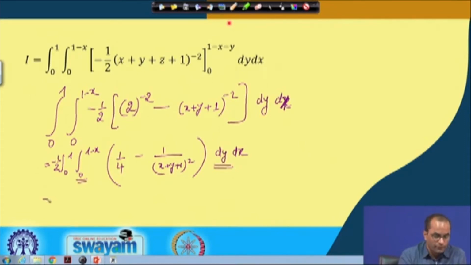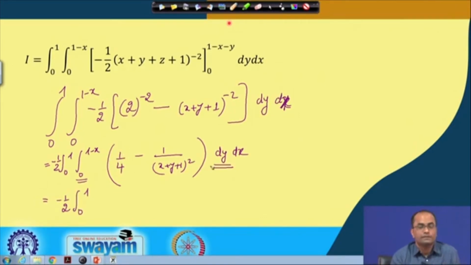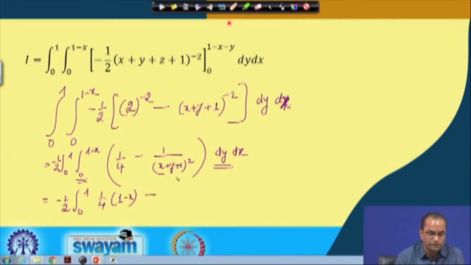So, here in this place we will get 0 to 1, 1 by 4, and with respect to y. So, this will be just y, and when we put the limit, we will get 1 by 4 and this 1 minus x here, and with minus sign. So, we need to integrate first this one. So, we will get minus 2 and this plus 1. So, we will get 1 over this x plus y plus 1 minus 2 and plus 1. So, this will be also with the plus sign, and then here we have already substituted the limit.